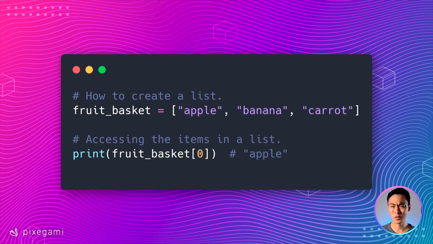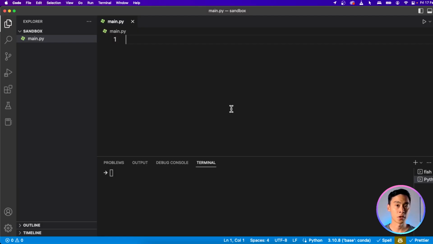In fact, in most of computer science and in Python, you'll find that most things start counting at 0. So 0 is actually the first item, not 1. So here, 0 corresponds to apple, and if you put 1 in the index, it will correspond to banana, which is the second item. And then if you put 2, it will correspond to carrot. So let's just hop over to our code editor and give that a quick try ourselves.